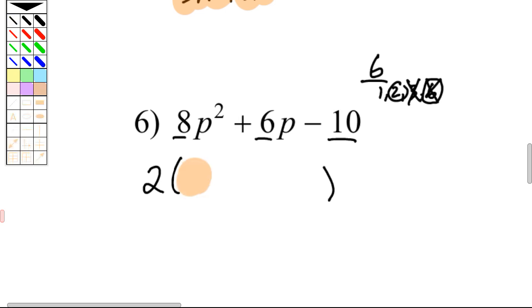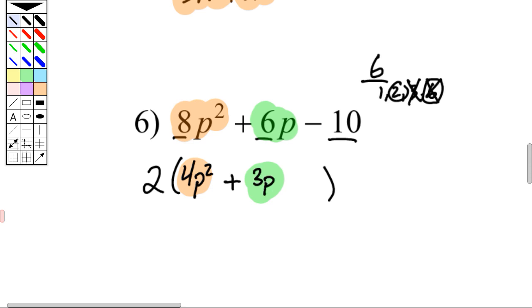2 times what makes 8p squared? Well, 2 times 4 makes 8, and I need the 2 p's. Plus sign comes down. 2 times what makes 6p? Well, 2 times 3, and I need the p. And finally, 2 times what is going to make negative 10? The negative comes down. 2 times what makes 10? 5.